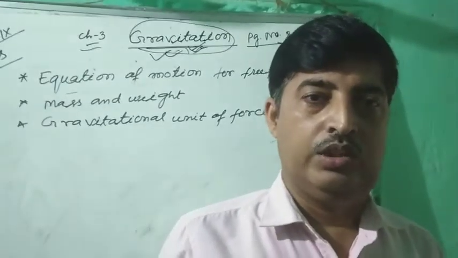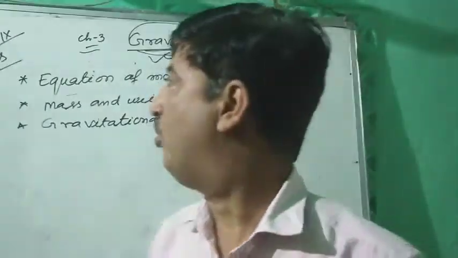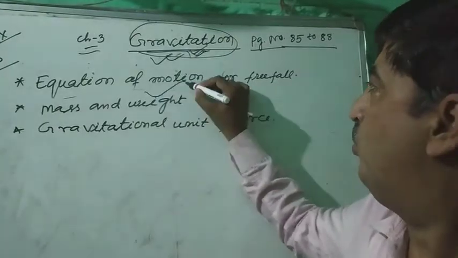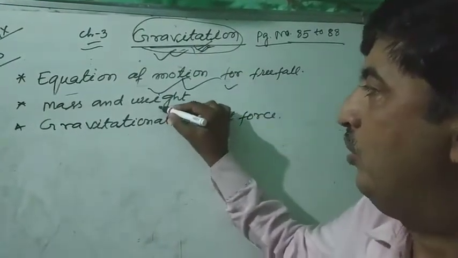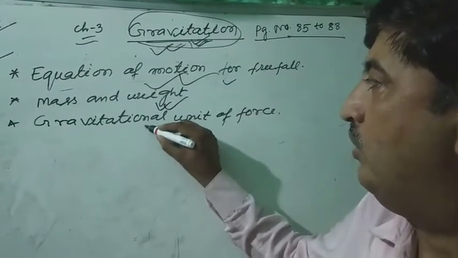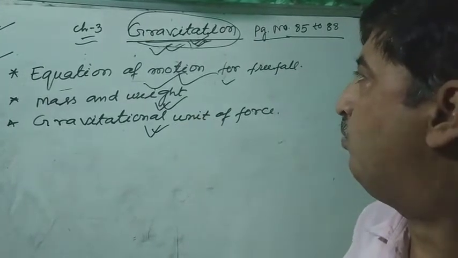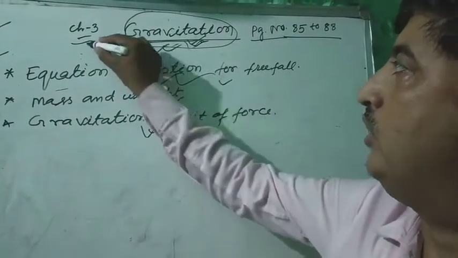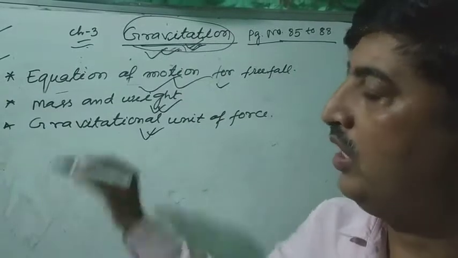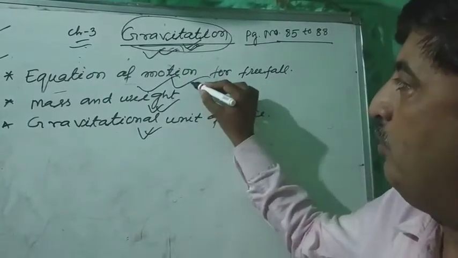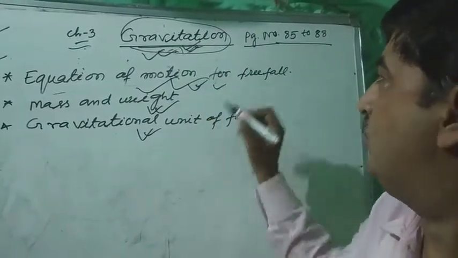Students, in this video we will study the following topics: first, equation of motion for free fall; second, mass and weight; and third, gravitational unit of force, of the third chapter, Gravitation, class 9th. Let us start with the first topic: equation of motion for free fall.